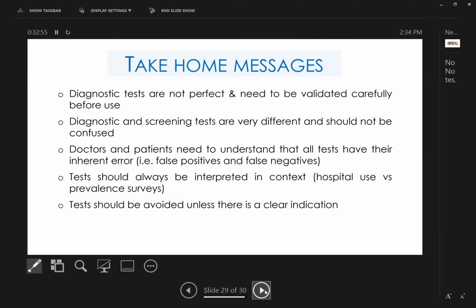And the test that might work very well in a hospital might produce lots of errors when you apply it in a population setting, which is what is happening with COVID-19. If you go to a random community and start testing for COVID, you must account for lots of false positives that the test will produce.